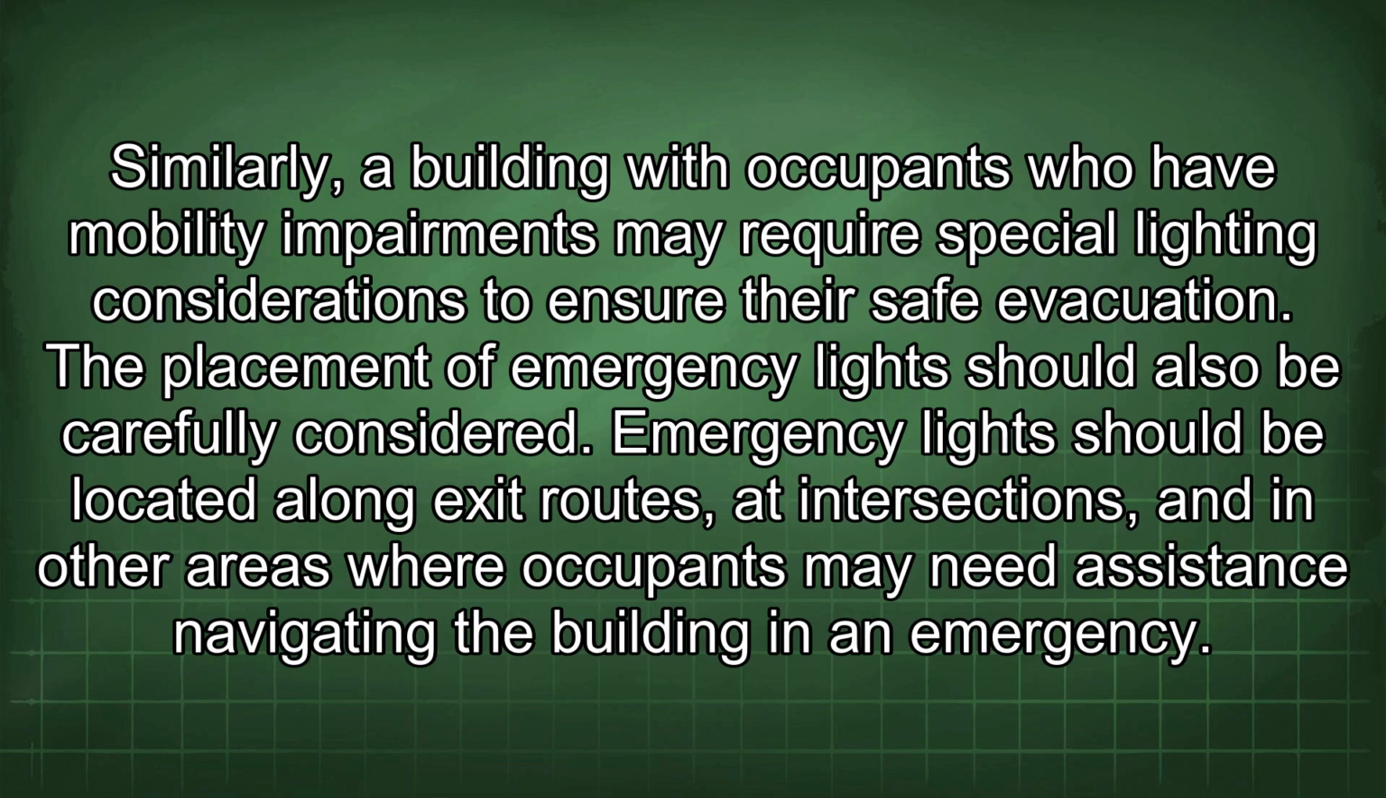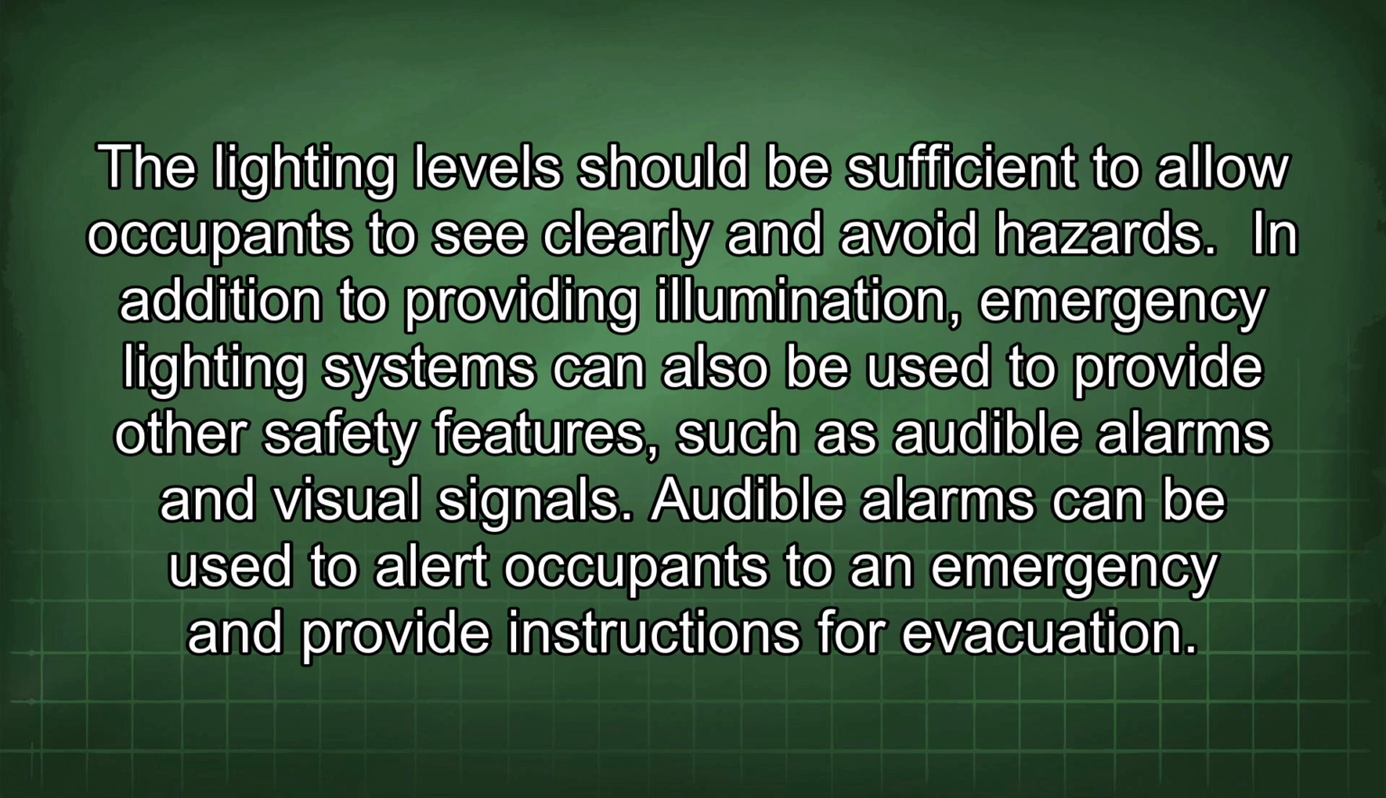The placement of emergency lights should also be carefully considered. Emergency lights should be located along exit routes, at intersections, and in other areas where occupants may need assistance navigating the building in an emergency. The lighting level should be sufficient to allow occupants to see clearly and avoid hazards.